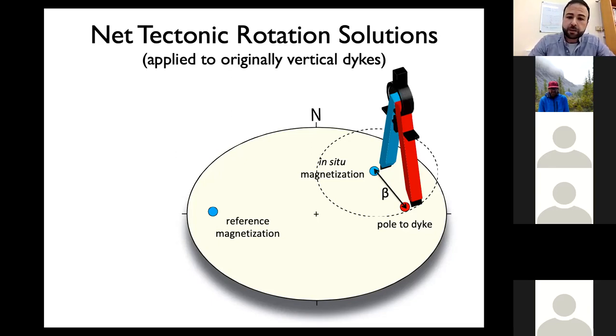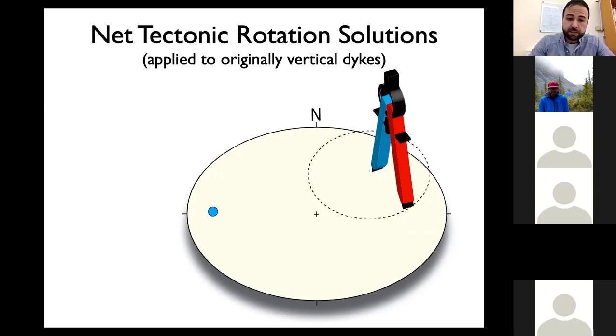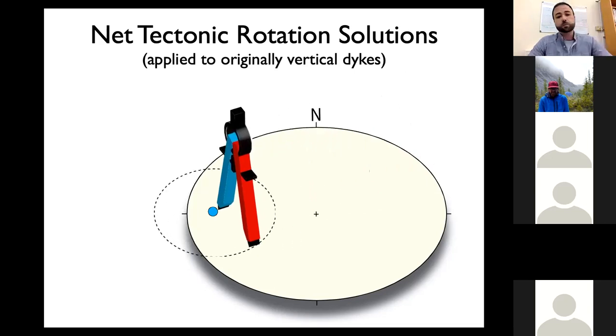So what we know is that originally the in situ magnetization was coincident with the reference magnetization. So before deformation, that was our original magnetization. Because the beta angle will stay the same, we can infer two conditions where our dike is vertical, which is because this is the pole to the dike. These two are the only two conditions that will restore the dike back to vertical, okay?